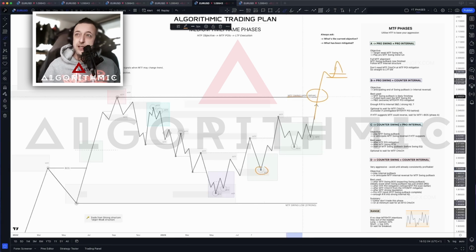And why is that? Because after a swing break of structure, what do we expect? We expect the swing pullback on a time frame, okay? So you have to accept that this is a lot more risky because we could be about to change trend in the market structure. So bear that in mind because that's phase A.